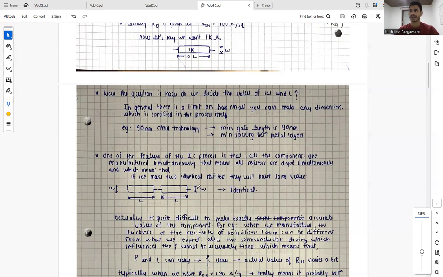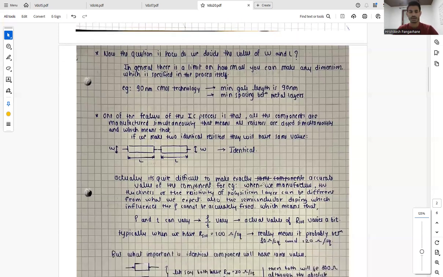Let's say we hear of 90 nanometer CMOS technology. Basically, it means that the minimum gate length is 90 nanometer, or it can also mean that the minimum spacing between the metal layers is 90 nanometer. So that implies a 90 nanometer CMOS technology. One of the features of the IC process is that all the components are manufactured simultaneously. That means all resistors are doped simultaneously, which means that if we make two identical resistors, they will have the same value. So let's discuss it.